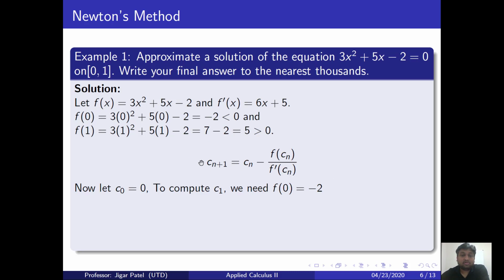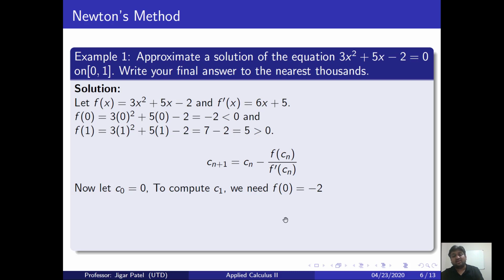I can write down C n plus 1: the n plus 1th approximation can be calculated using the nth approximated 0. Start with C0. C0, as I said, our standard choice is the left hand point 0. Start with C0 equal to 0. To compute C1, I need two things. Which two things do I need? I need the value of my function at 0 and the value of its derivative at 0.